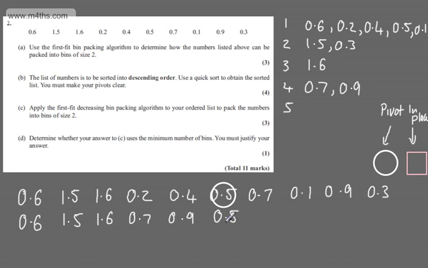We now consider to the right of 0.5 all the numbers in the list that are smaller in the order that they appear. So we're going to have 0.2, we're going to have 0.4, we're going to have 0.1, and we're going to have 0.3. I can now lock 0.5 in place. So all I'm going to do is say that that is locked in place.